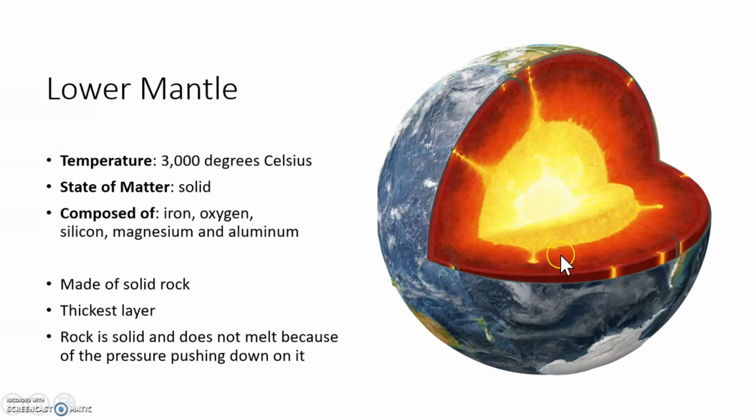Next, we have the lower mantle. This one blends a little more. So this would be the inner core, this would be the outer core, and this brighter orange part right here would be the lower mantle. The temperature is about 3,000 degrees Celsius. The state of matter is solid, and it is composed of iron, oxygen, silicon, magnesium, and aluminum.